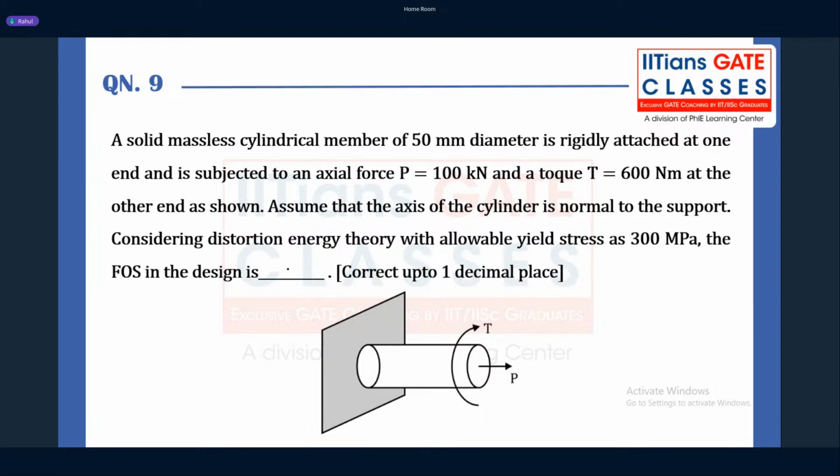Assume that the axis of the cylinder is normal to the support. Consider the distortion energy theory with the allowable yield stress as 300 megapascal. The factor of safety in the design will be what? The factor of safety of the design will be what, guys? So please try to note down the data. Then we will start discussing this question.